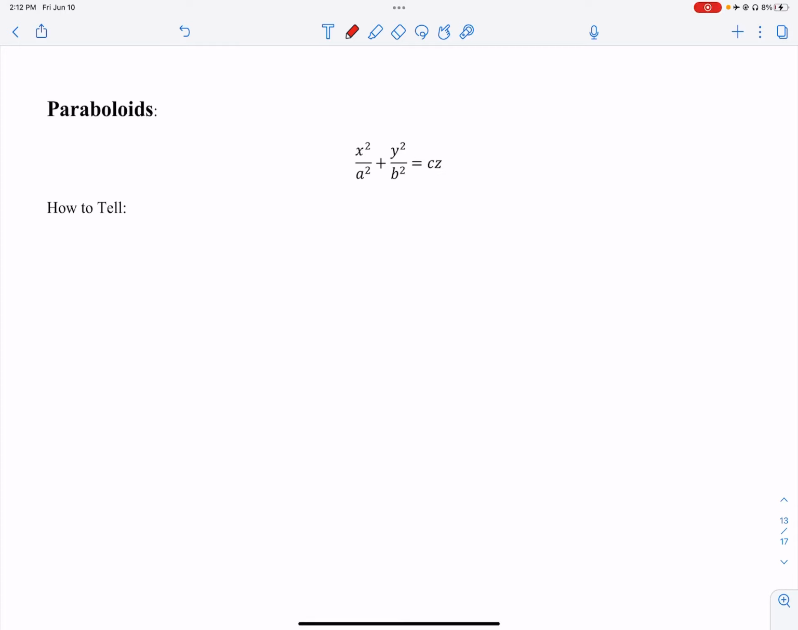In this video, we are going to continue our discussion of section 11.6 by discussing the paraboloid. So let's first determine how to tell that it is a paraboloid. So the first thing that we need is three variables with two squares.